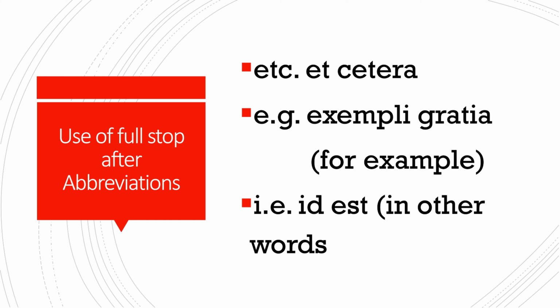Have a look at the examples of the abbreviations. etc. This is used for etcetera. E full stop, G full stop. It's an abbreviation of the Latin term exempli gratia, and it means for example. In the same way, there is one more example, I.E. It's the abbreviation of id est. That means in other words, or that is. Dear students, all these abbreviations are most commonly used in English writing. That's why I gave you these abbreviations for example.